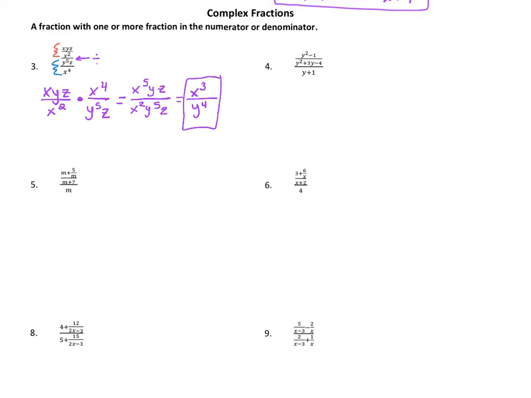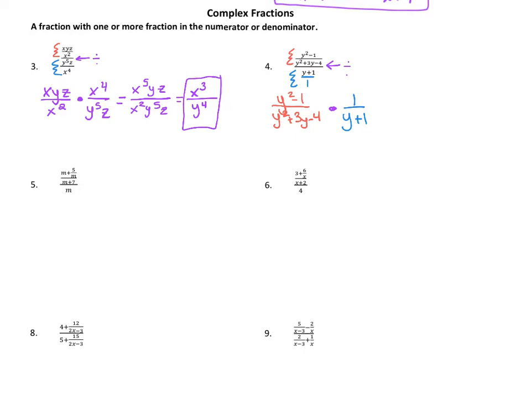Now, for example 4, we're going to use the same method, but I'm going to have to do a little bit of factoring. So I have my top fraction divided by the bottom, which I can make a fraction because I can always put anything over 1. And again, my main dividing line is right there. So I'm going to do my first fraction, which is y squared minus 1 over y squared plus 3y minus 4. And I'm going to multiply that by the reciprocal of my second fraction, which would be 1 over y plus 1.